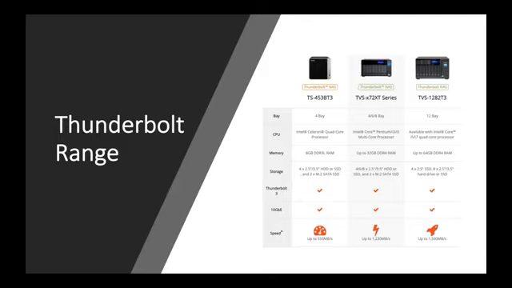On the right hand side, we have our beast, the TVS-1282T3, which we're going to look at in a little bit more detail in a second. But here you can see the highlights. It ships with an i7. There's a hybrid storage architecture in that it has both 3.5-inch hard drive bays and 2.5-inch SSD bays on the front of the NAS. It can have up to 64 gig of RAM and is the highest performing Thunderbolt NAS that we offer.